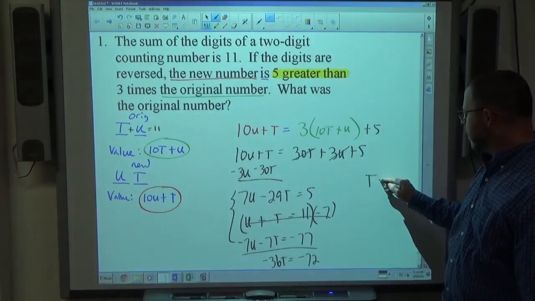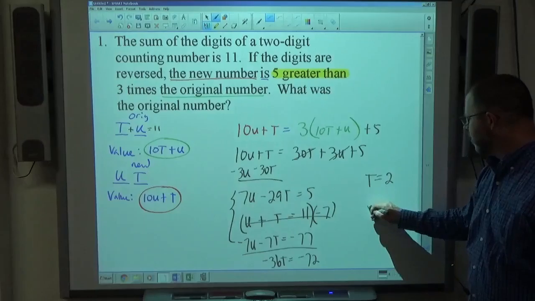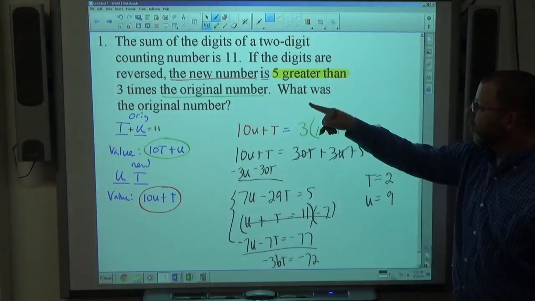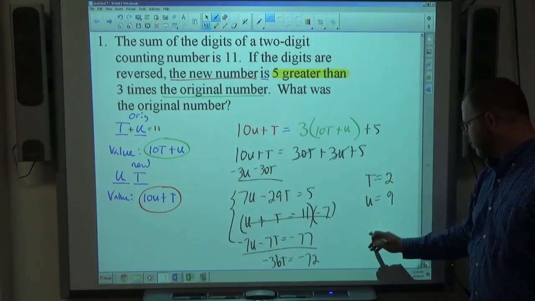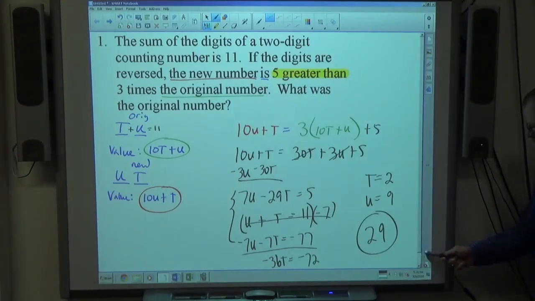Division gets me t is equal to 2. And I know the two numbers add up to 11, so 2 plus 9 is 11, so u is equal to 9. What was the original number is the request? Tens digit 2, units digit 9, so 29 is what we're looking for.